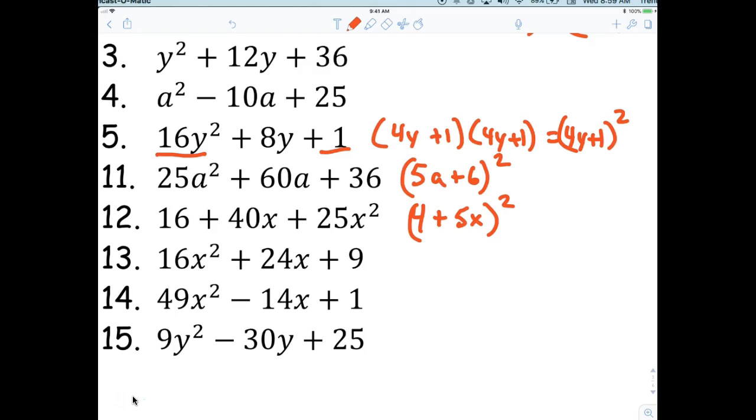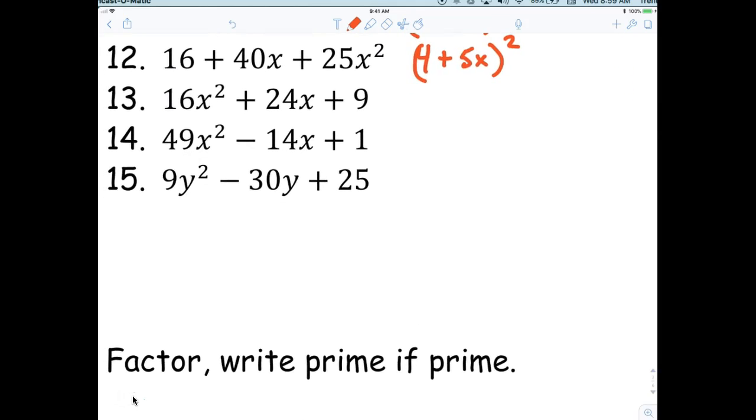Number 15. Someone read me 15. What do you think the answer is to 15? Maxine, which one are you doing? 5 minus 3y squared. Now first of all, you're not that far off. The 9y squared is first, so you would put 3y first. Then you would put 5 second. And now it's negative because it's negative 30.